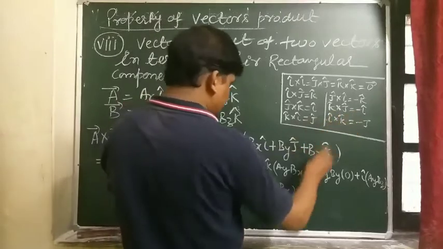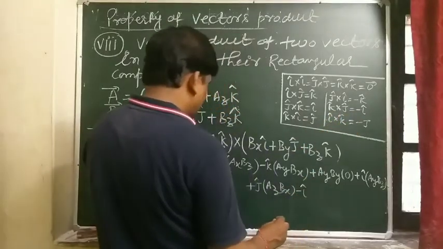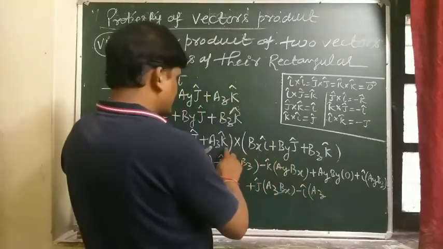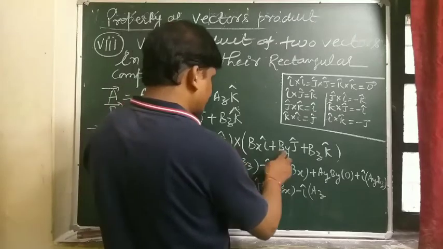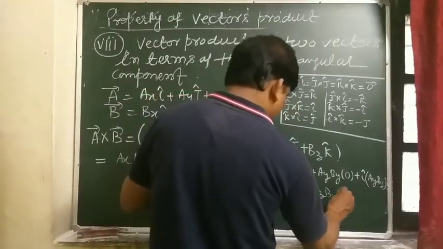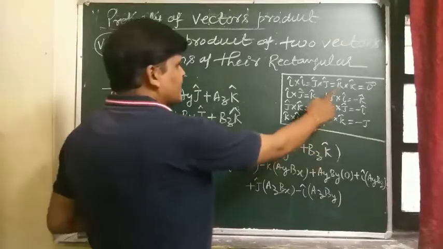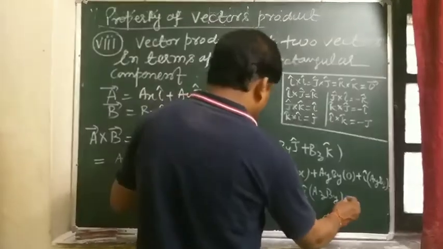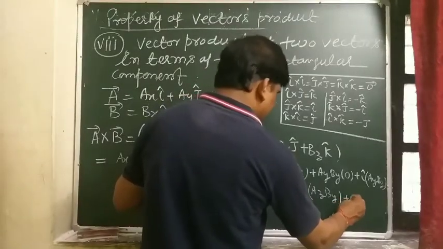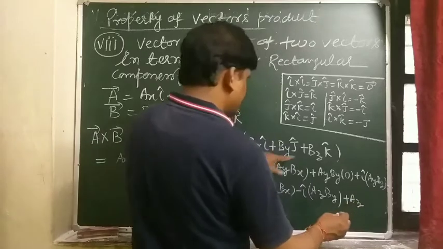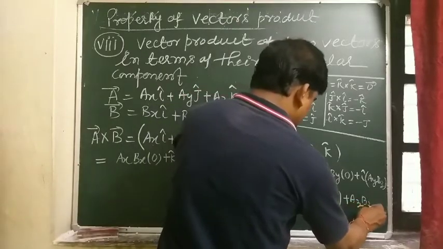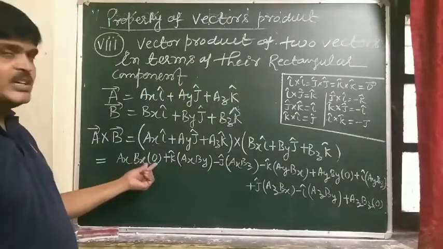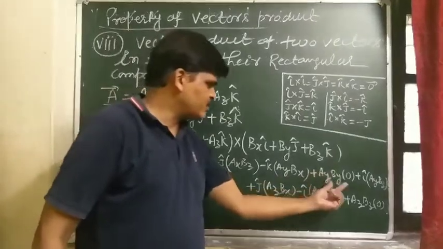K cross j is minus i. So we write minus i, Az By. Next, students, k cross k is a null vector, but its magnitude is 0. So we write Az Bz, and their magnitude is 0. So this quantity, Ax Bx multiplied by 0, is 0. This will be 0 and this will be 0.